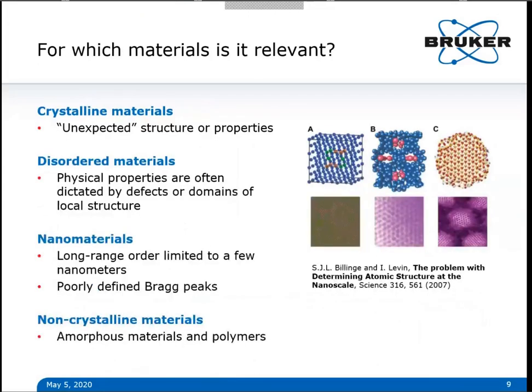As we've just seen on the example of quartz, pair distribution function analysis can provide useful insights when the classic diffraction analysis falls short. The applications of the PDF method range from crystalline materials, where unexpected properties force you to look more closely at the structure, all the way down to amorphous materials that show no or broad diffraction peaks and make Bragg analysis impossible.